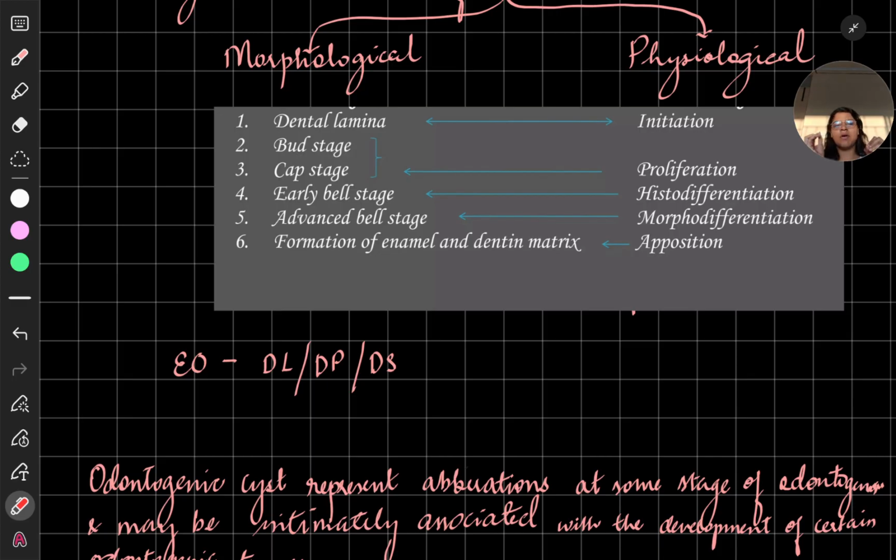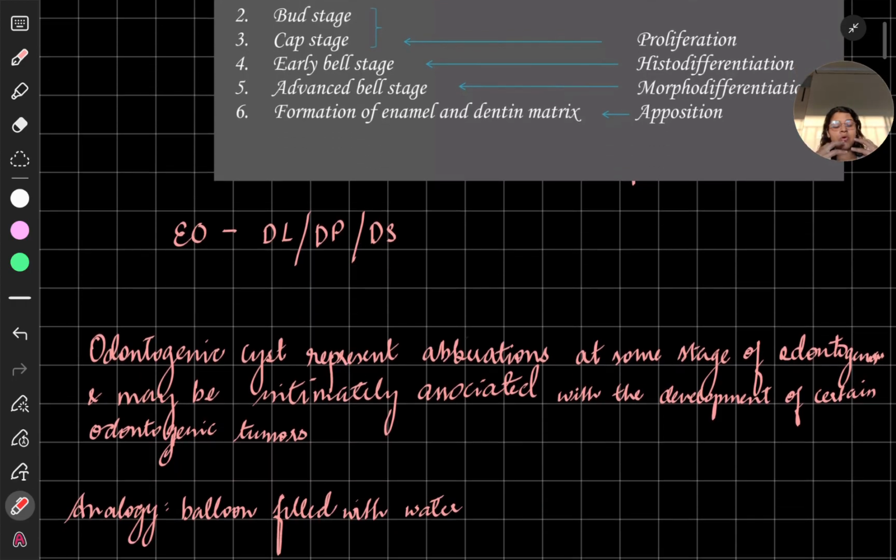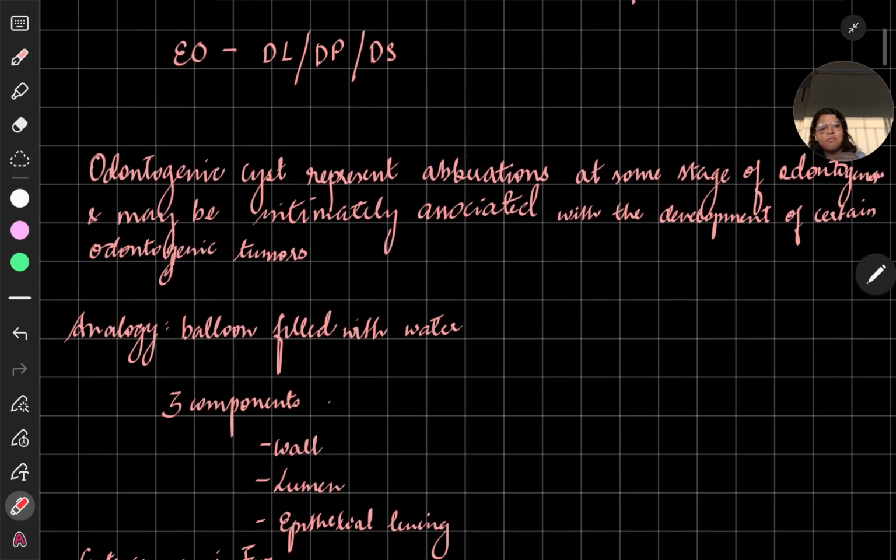So now we are going to learn about cyst, right? So odontogenic cyst represents aberration at some point of odontogenesis and may be intimately associated with the development of certain odontogenic tumors. It represents aberration at some stage of odontogenesis, and may be intimately associated with the development of certain odontogenic tumors.